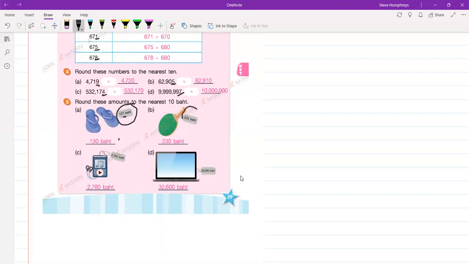Next item on your shopping list, a table tennis bat or paddle. Its price is 225 baht. Look at the last digit. Round that to the nearest 10 baht. Write it on the line.